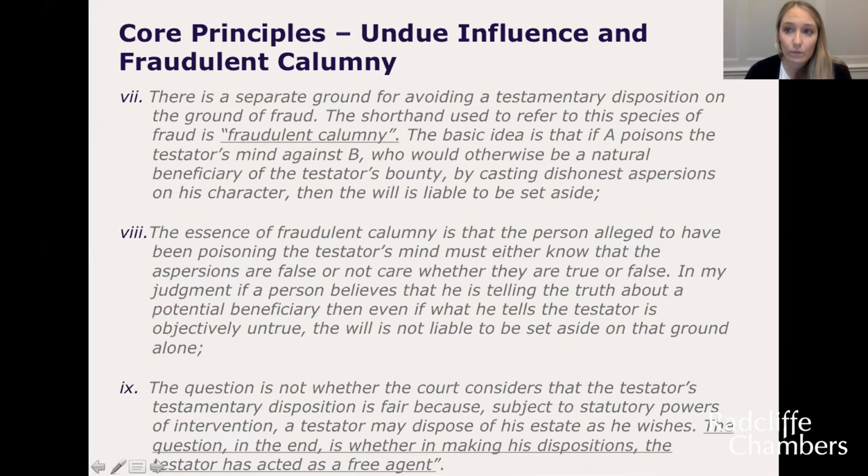The next 2 points are with regards to fraudulent calumny. He says there is a separate ground for avoiding a testamentary disposition on the ground of fraud. The shorthand used to refer to this is fraudulent calumny. The basic idea is that if A poisons the testator's mind against B, who would otherwise be a natural beneficiary of the testator's bounty, by casting dishonest aspersions on his character, then the will is liable to be set aside.